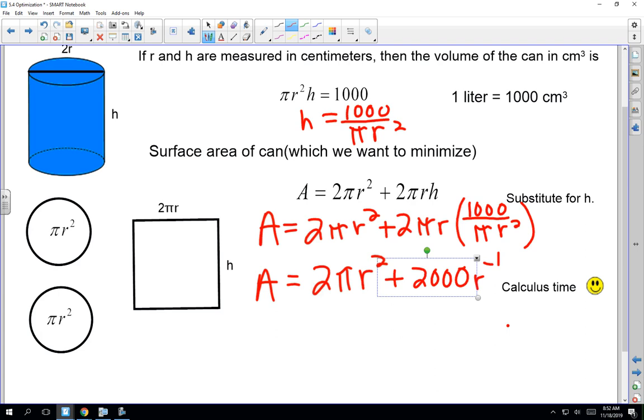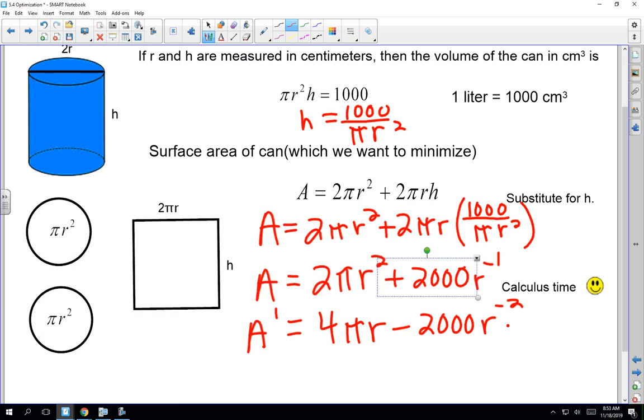So here we go. A prime. Here we go. Remember, pi is a constant, so we've got 4 pi r, and then this becomes minus 2,000 r to the negative 2. So it's 4 pi r. It's just using the power rule on this thing. It's minus 2,000 r to the negative 2.